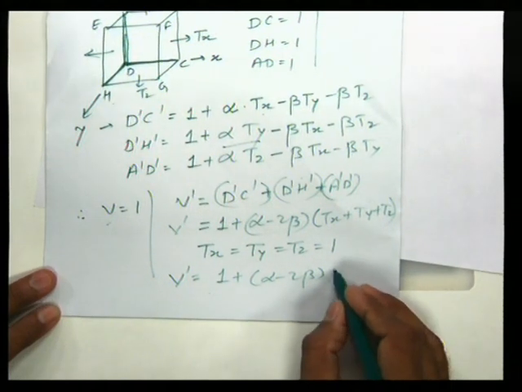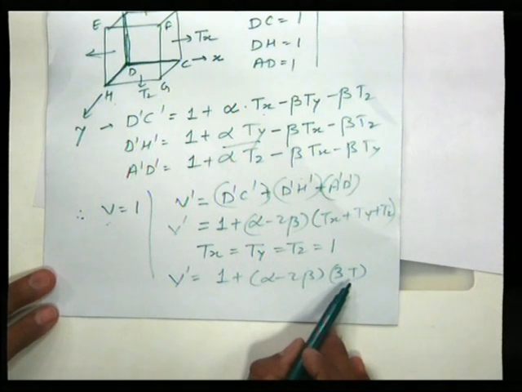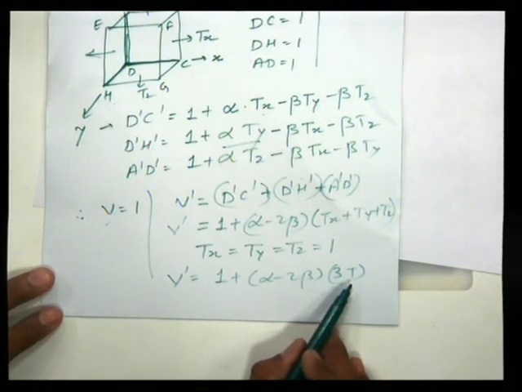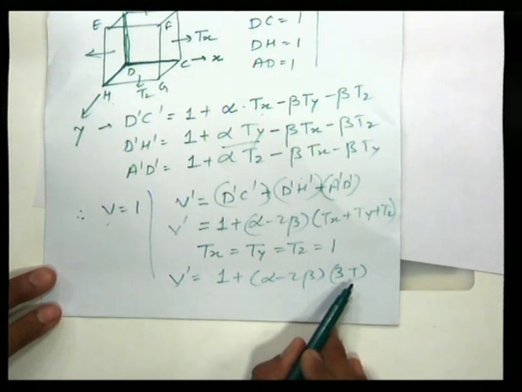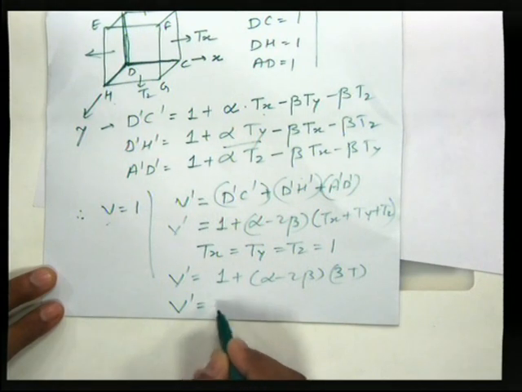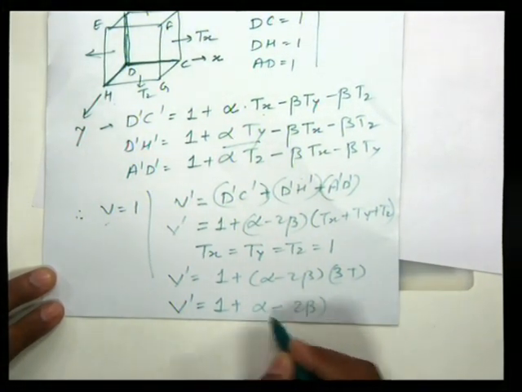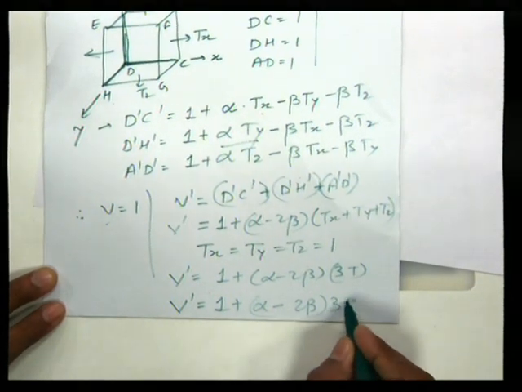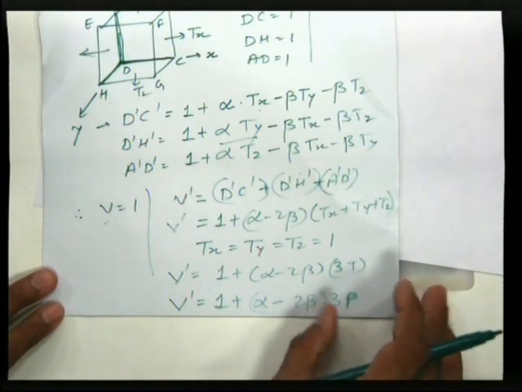beta into 3T. So here tension increases the size of the volume. But if we apply pressure instead of tension, then we can write V dash equal to 1 plus alpha minus 2 beta into 3P. That is, instead of tension we can replace it with pressure.